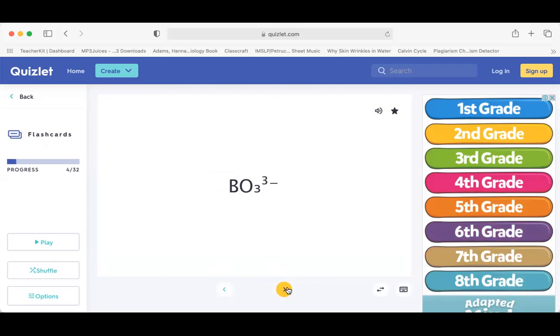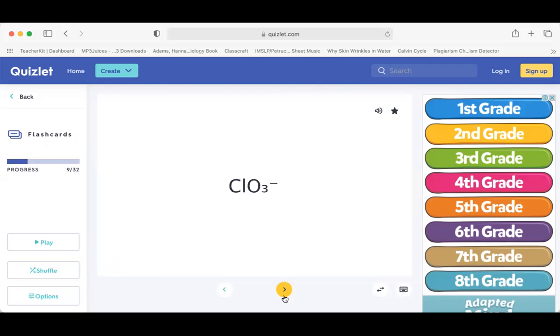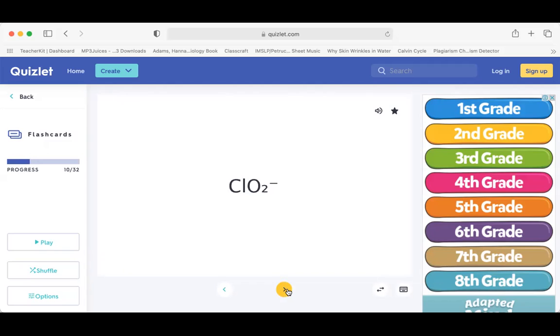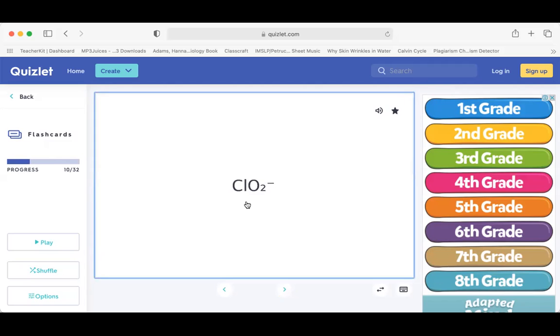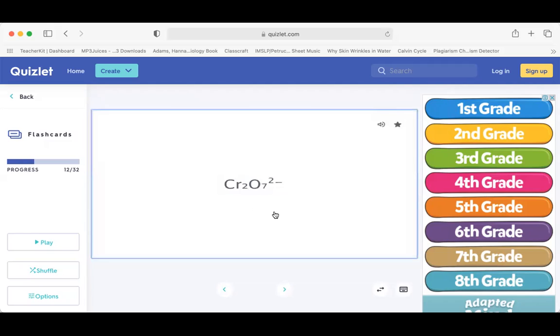This one you don't have to know. That one you don't have to know. Here we go. Okay. CO3 minus 2 is called carbonate. CrO4 minus 2 is called chromate. ClO3 minus 1, chlorate. ClO2 minus 1, chlorite. CN minus, cyanide. Cr2O7 minus 2, dichromate.